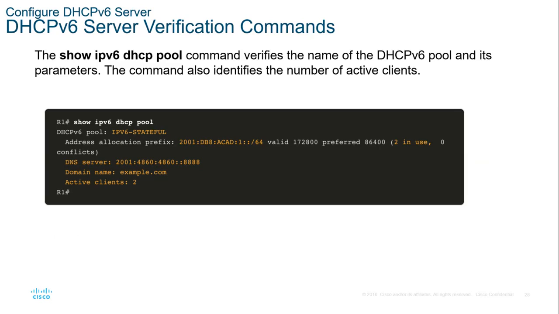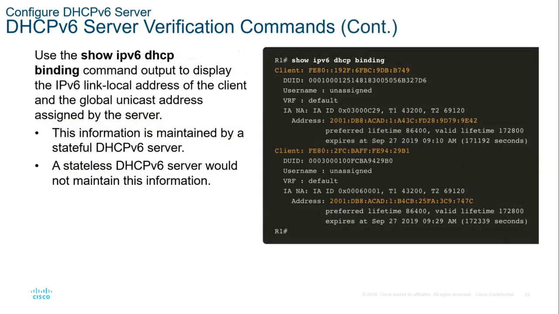So the DHCP version 6 server verification command is show ipv6 dhcp pool. As you can see, it states the pool name, then the prefix and the prefix length, the domain, the DNS server, domain name, and then the active clients. The active clients, there are 2. We also have show ipv6 dhcp binding to see those addresses that have managed to pick the IP addresses.